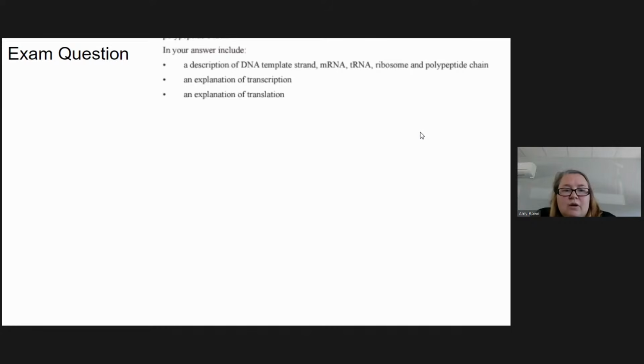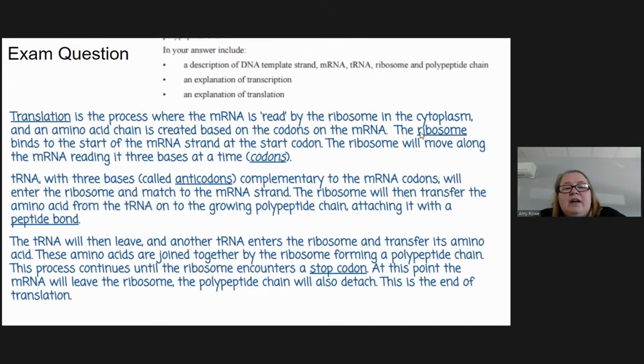Okay, so now we're going to talk about translation. Again, we're just providing an explanation or a description of the events that happen during translation. Translation is where mRNA is read by the ribosome in the cytoplasm, and an amino acid chain is created based on the codons on the mRNA. The ribosome binds to the start of the mRNA strand at the start codon, which is AUG. The ribosome will move along the mRNA, reading it 3 bases at a time in what are called codons.